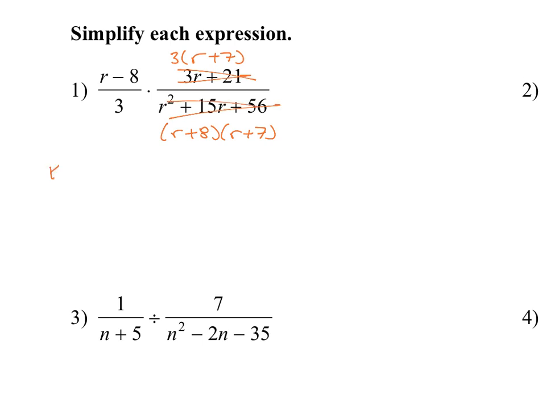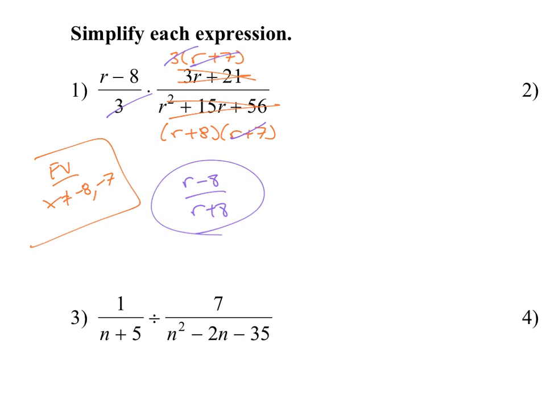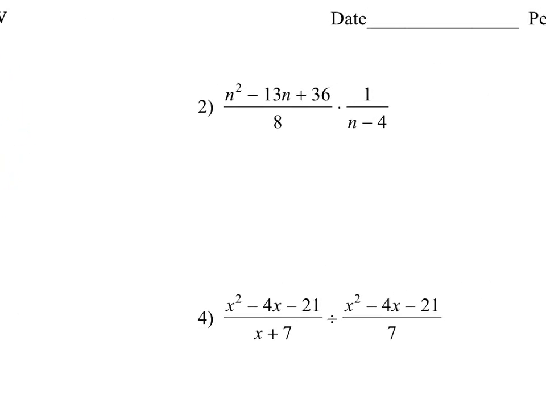So really quick, write your excluded values, get in that habit. So x cannot equal -8 or -7. Do that before you cancel. So now I can cancel stuff. So I got a +7, 3. So r minus 8 over r plus 8. That's my answer. Now, remember, we cannot cancel the r's because of the plus and the minus signs. So make sure we are being patient.